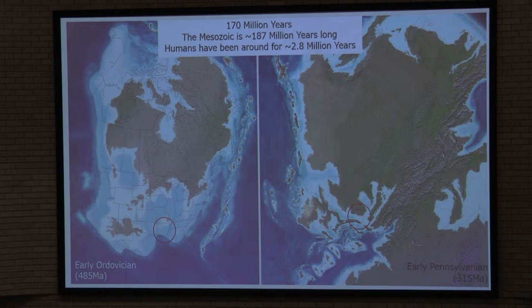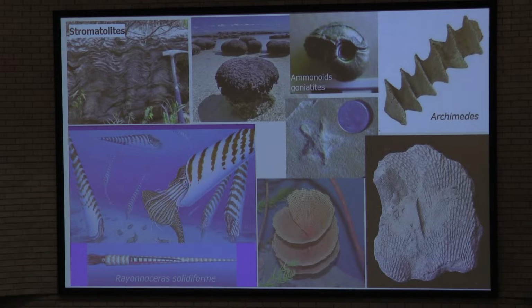So it's a huge chunk of time that our part of the world especially was underwater. And while it was underwater, it was a really great place for making fossils. So we have a lot of really cool fossils that are preserved in these rocks. We have stromatolites, which are basically ancient algae. You can still see them today in the Bahamas, in Australia, in the Great Salt Lake.